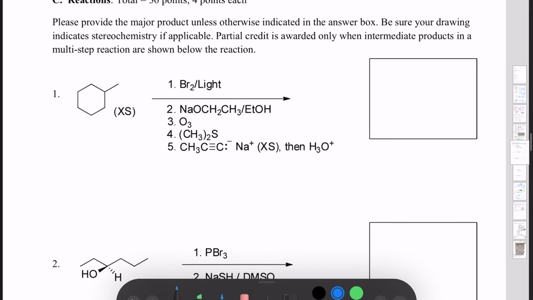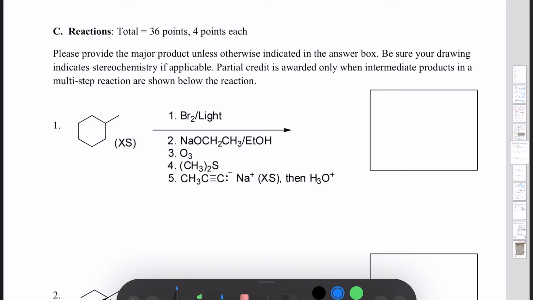Now we are in part C, which is overreactions. So for question 1, we are given cyclohexane with a methyl substituent in excess, and we're given the following series of reactions, and we're asked to get the final product. So let's go right in. For the first reaction, we have bromine along with light. And obviously bromine and light is a very quick, spontaneous, and chaotic process in which bromine radicals are formed.